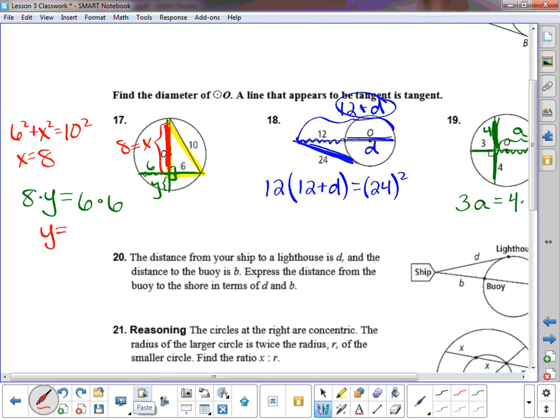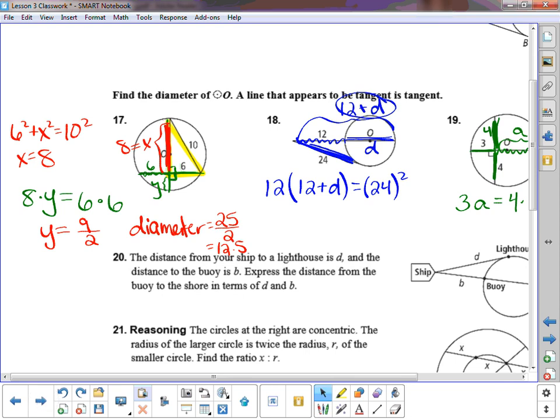Alright, what did we get for y over here? 4.5, or 9 over 2. But is y my diameter? No. So what did we get for our actual diameter? 12.5, or 25 halves. Alright, questions on 17? Lucy, what did we get for our diameter here? 36. What is 24 squared? 576. Good.